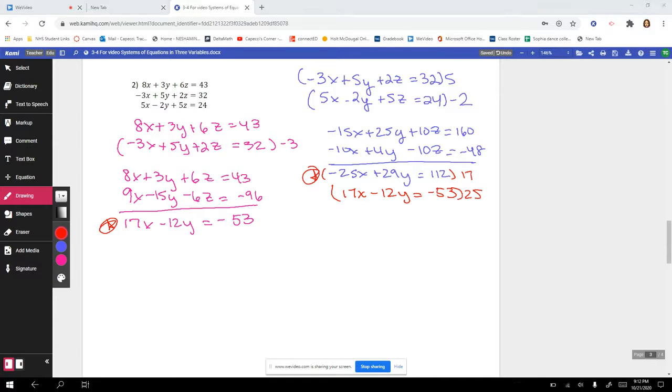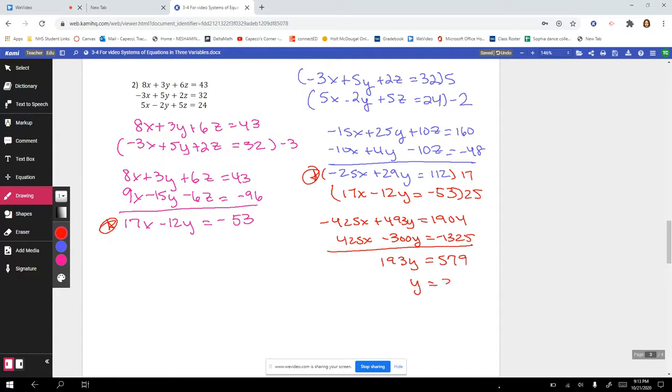So I end up with negative 425x plus 493y is equal to 1904. The bottom equation will be positive 425x minus 300y is equal to negative 1325. So that leaves me with 193y is equal to 579. So y is equal to positive 3.